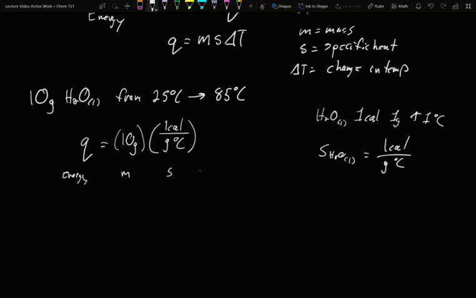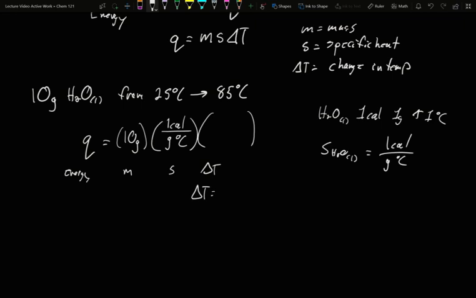And since we're not going up 1 degree, I've got a delta T. We're actually going up multiple degrees. How many? Well, your delta T is always equal to temp final minus temp initial. So for us, that's 85 minus 25. So it's going to be an increase of 60 degrees Celsius.